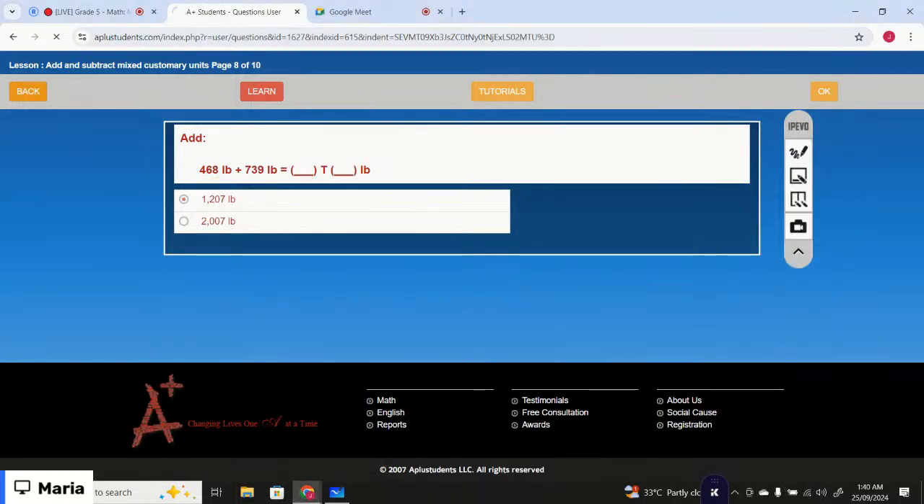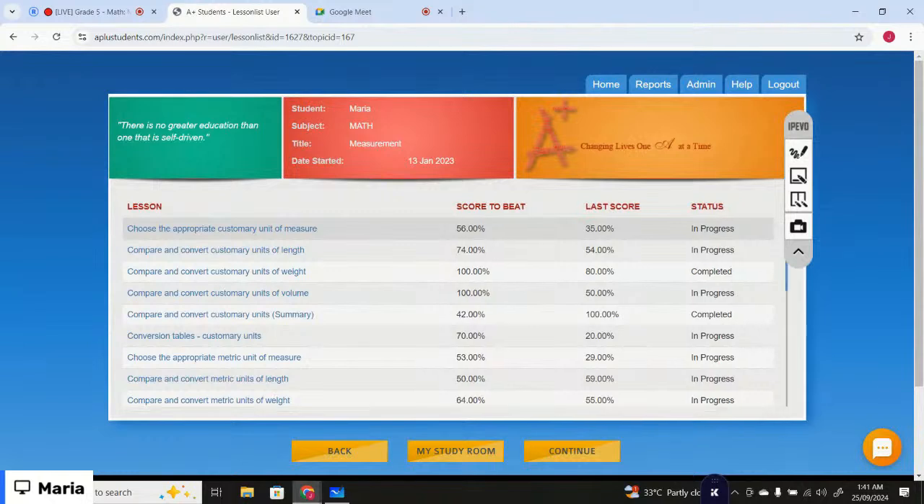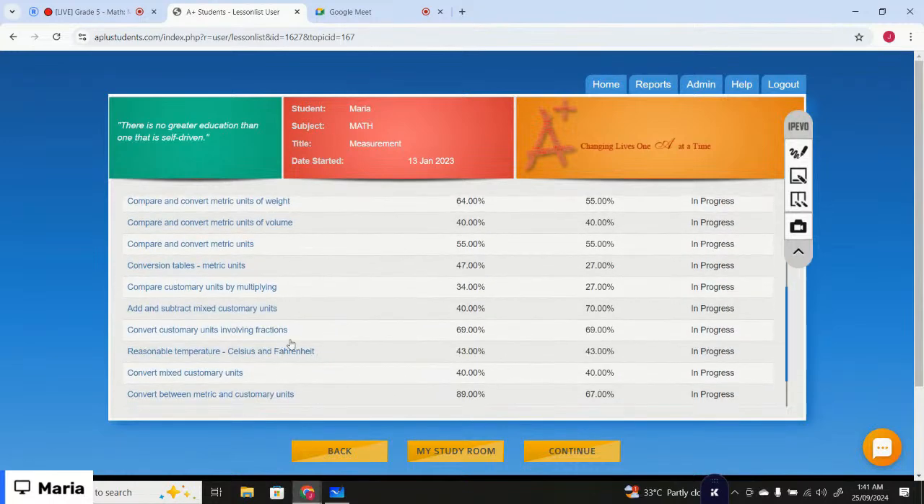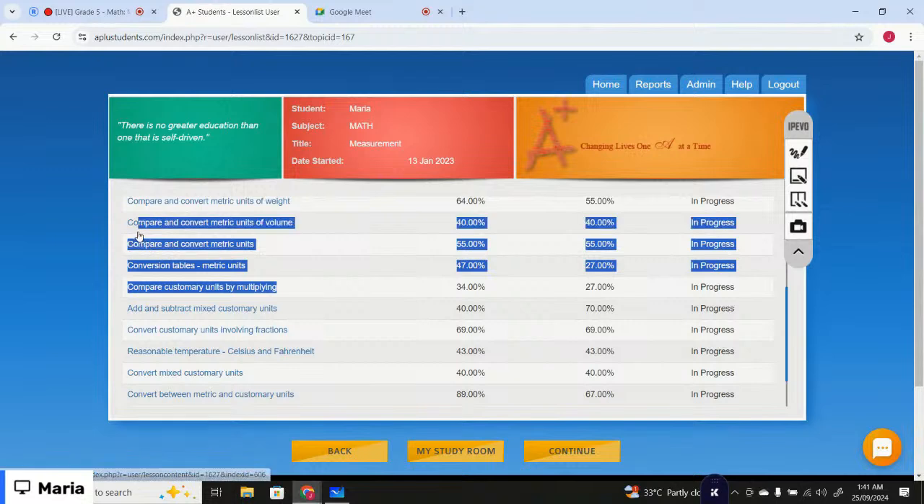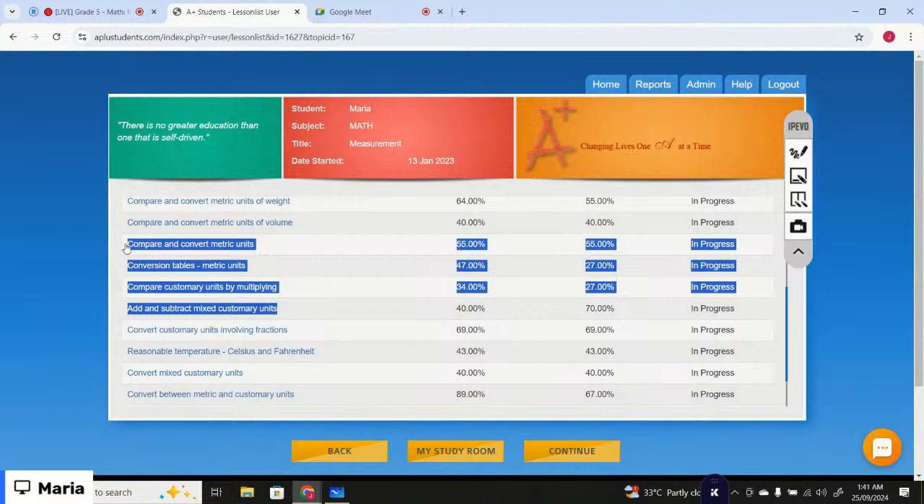Okay, you can complete the lesson by yourself later today. So we were working on grade 5 math. The chapter we were working on is measurement, and the lessons we have covered today are compare and convert metric units, conversion table metric units, compare customary units by multiplying, add and subtract mixed customary units.